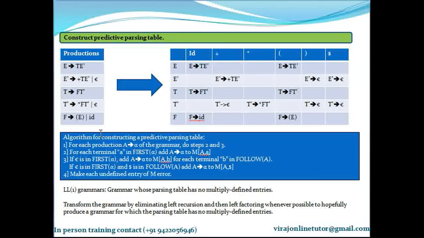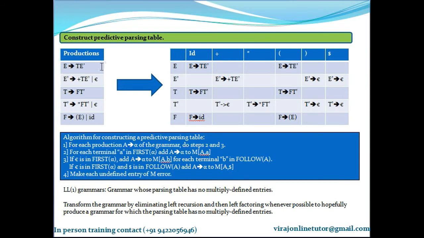So the algorithm for constructing predictive parsing table is as follows. For each production A gives alpha of the grammar, do steps 2 and 3. So what it says: for each terminal in first of right hand side, add A comma alpha to the table. So what we need to do is compute first of right hand side of a production, and for all the terminals which are there in the first of right hand side, put that production into the table. Okay. So let's do it.